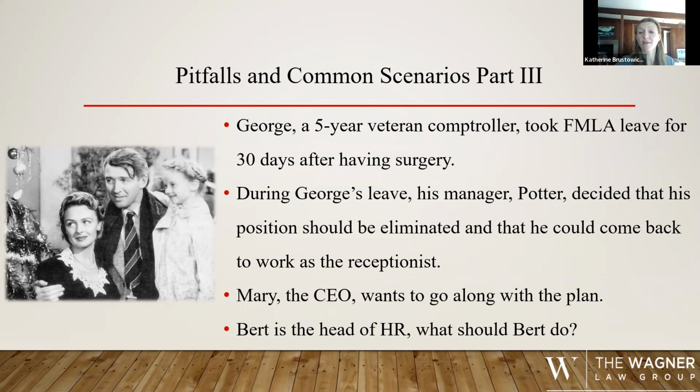Potter's behaving in a patently unacceptable fashion. Maybe he's got a vendetta against George, but this is not something that you want to do to your employees. You don't want to switch up their job position to this extent while they're on FMLA protected leave.